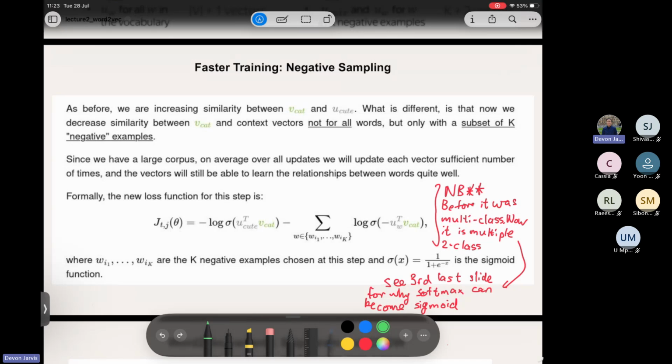We're now saying, I have a subset, so I can't do the same multi-class classification. That would be a little bit misleading. So instead, I want to do multiple logistic regressions, sigmoid classifications, and do all of those. The focal and the context word I care about must be similar, and then all the others in my negative sampling, just the subset that I grabbed from my vocabulary, must be dissimilar.